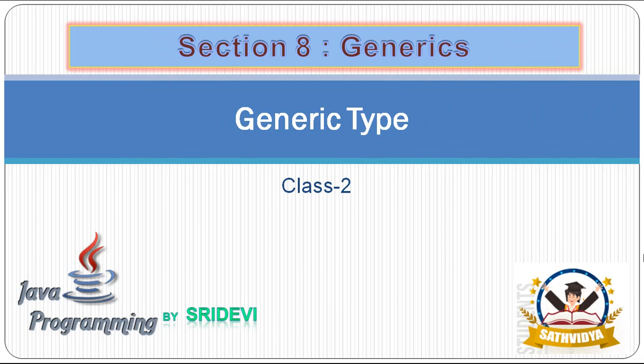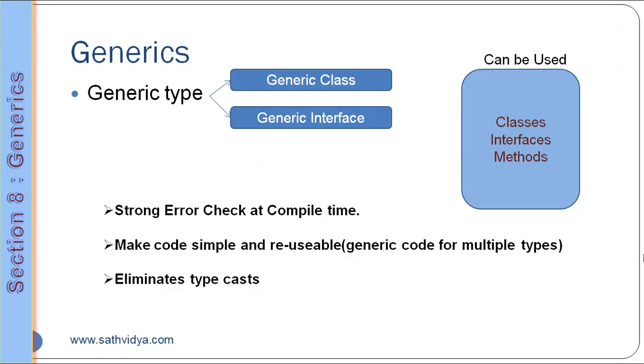In this lesson we are going to talk about generic types and one example about it. In our previous lesson we already said that a generic type can be a generic class or a generic interface, and we also saw an example to show how we can make code reusable and simple. Now we are going to see how we can make a strong error check at compile time, and also how it helps to eliminate the typecast.